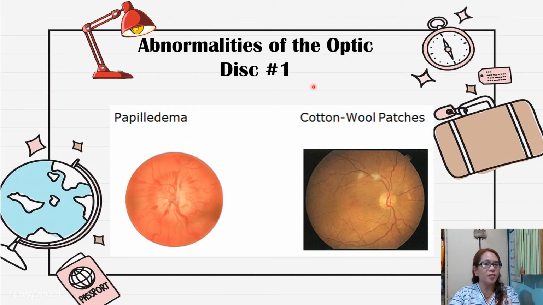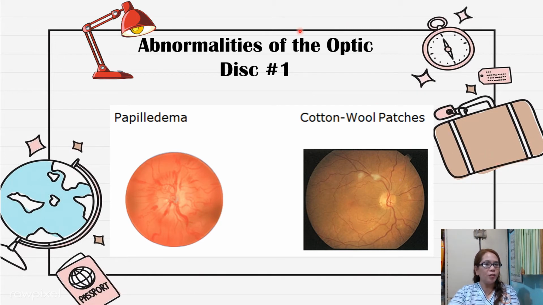So now, these are the abnormalities of the optic disc. We have what we call the papilledema. Papilledema is a venous stasis that leads to engorgement and swelling of the retinal vessels. It is pink in color, hyperemic, wherein the physiologic cup is no longer visible.